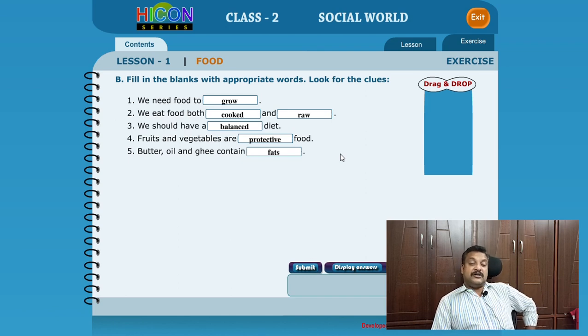Fruits and vegetables are called protective food because they are a bodybuilding food. Butter, oil and ghee contain dash fats. Okay. So now you have 1 minute time so that we can go through the sentences, and after that we will go on to the next question.